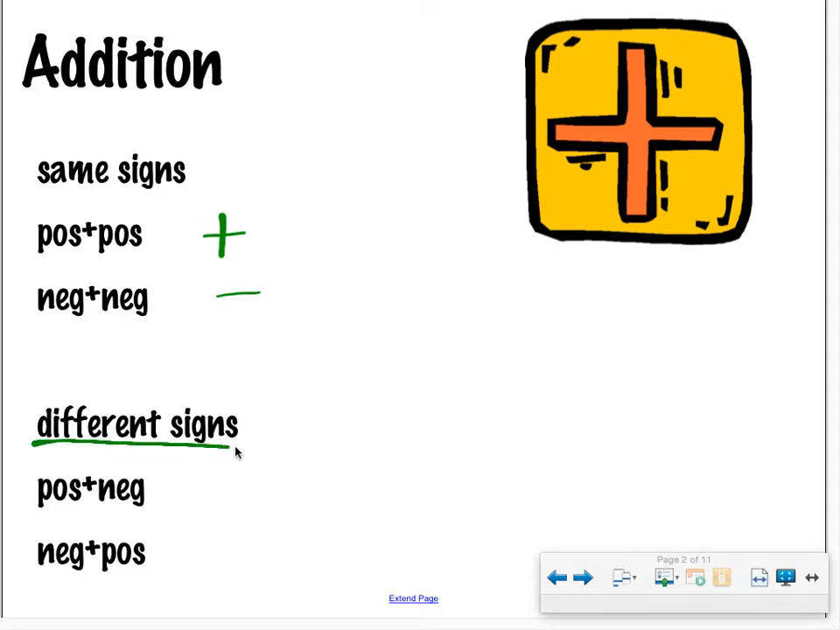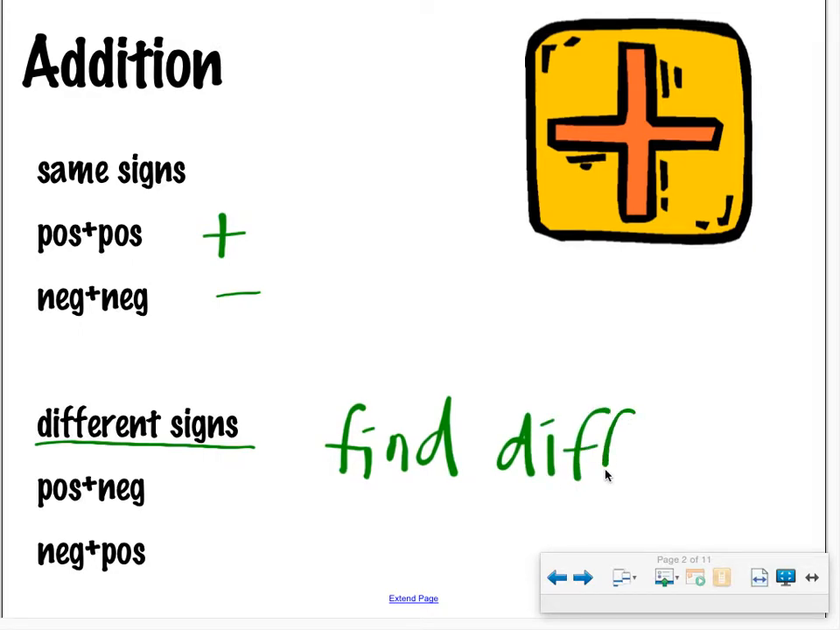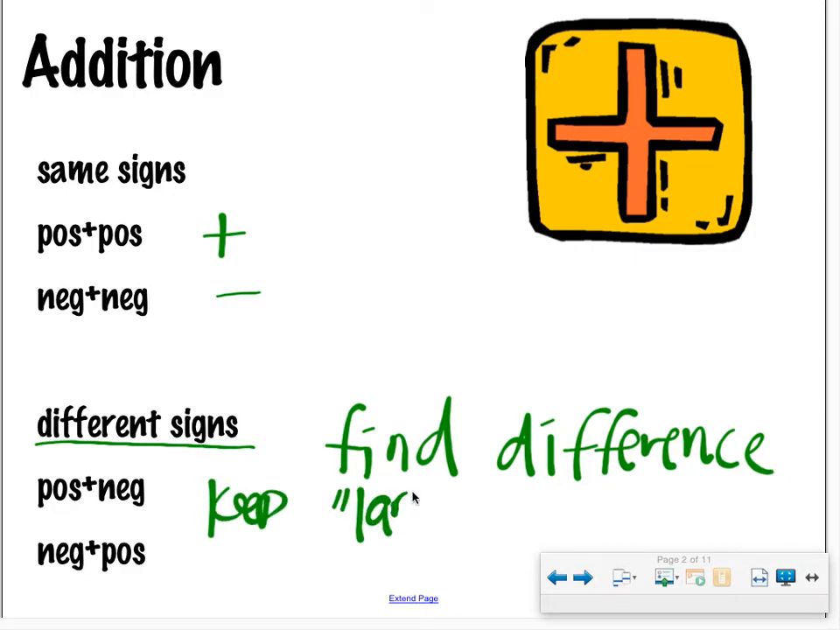We know that when we have different signs, we find the difference of the two numbers, right? So find the difference first, and then keep the sign that goes with the number that has the largest absolute value. So we'll say keep the largest sign. So again, that's the sign on the number with the greatest absolute value.